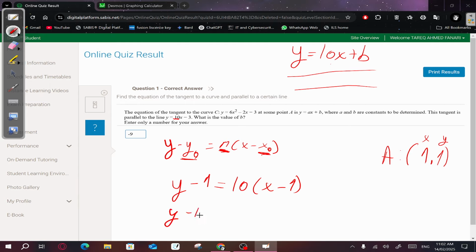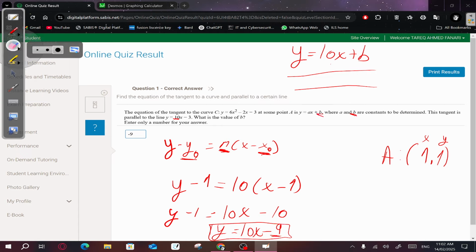So y minus 1, we're going to expand this, 10x minus 10. Take the 1 to the other side. Y equals 10x plus or minus 9. Again, because minus 10 plus 1 is minus 9. This is our equation. And they want b. B is minus 9. That's it.